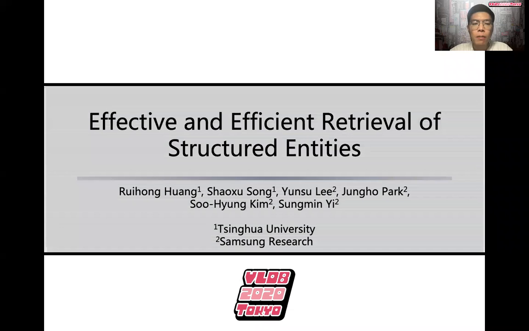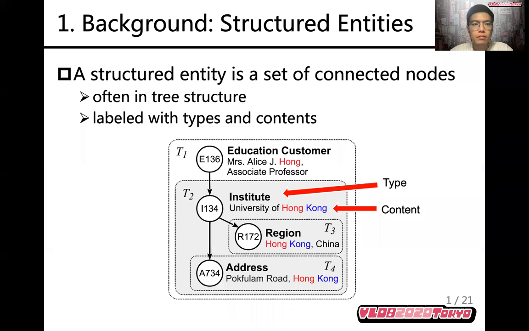I'm going to talk about our paper, Effective and Efficient Retrieval of Structured Entities. A structured entity is a set of connected nodes, often in a tree structure, labeled with types and contents. For example, a structured entity T1 consists of 4 nodes. For node I134, its type is institute, while its content is University of Hong Kong.